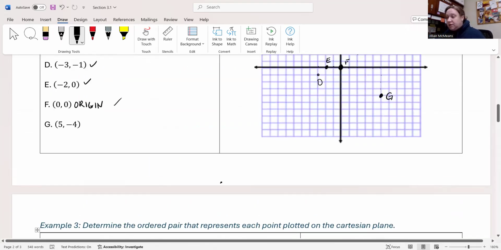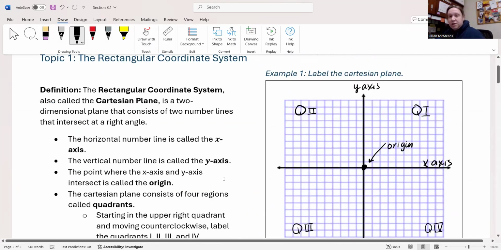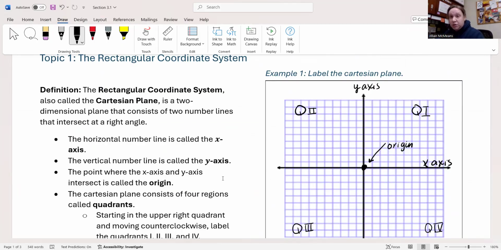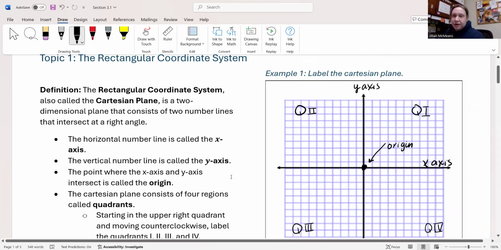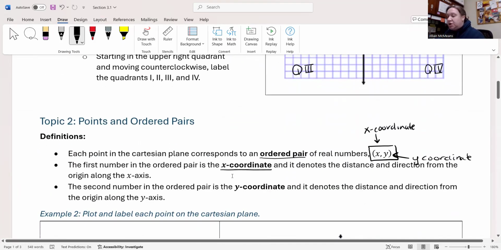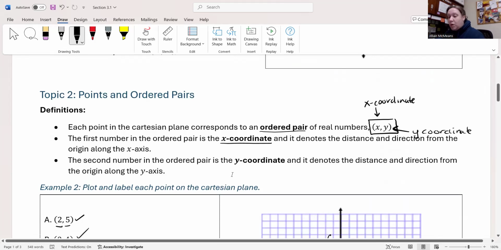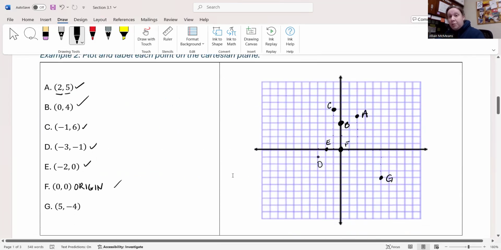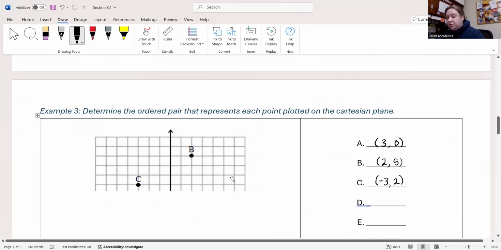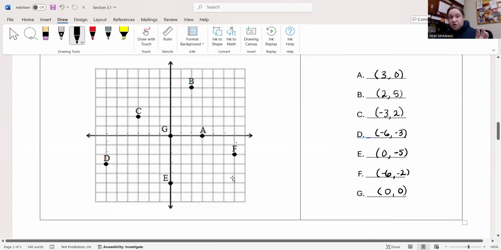So make sure that you understand how we build the Cartesian plane, and understand these definitions: x-coordinate, y-coordinate, x-axis, y-axis, origin, quadrants 1, 2, 3, and 4. Also the rectangular coordinate system, know that definition. You need to know what an ordered pair is, x-coordinate, y-coordinate. You need to know how to plot points, but you also really do need to know how to look at a graph and understand what points are already plotted there. All right?